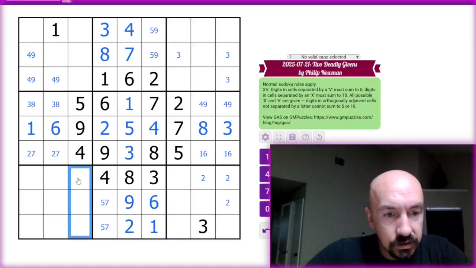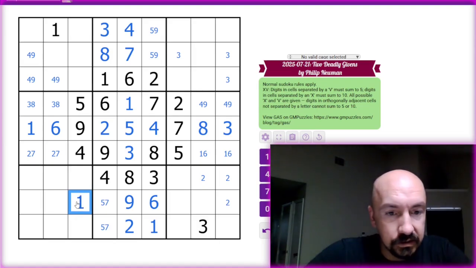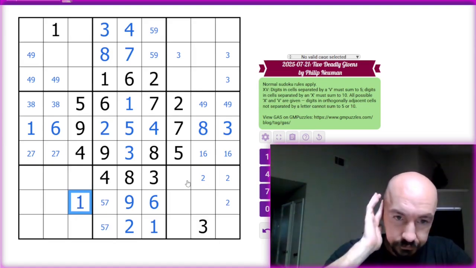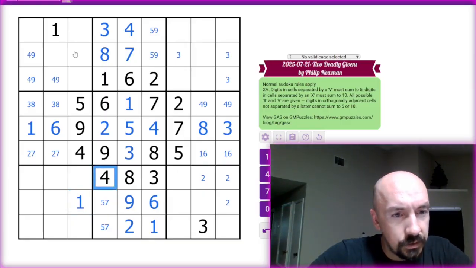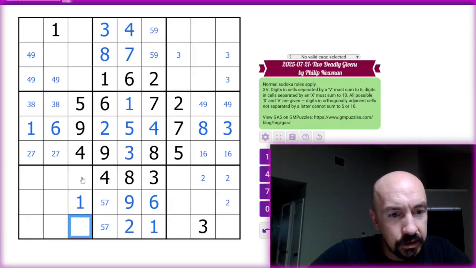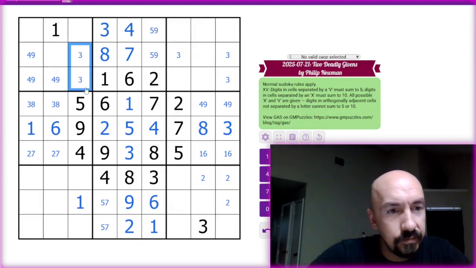Okay, here we go. So 1 has to go here. There it is. That's a good one. Do we know 3? Can't see 3, 3, 3. So we can put 3s up here.